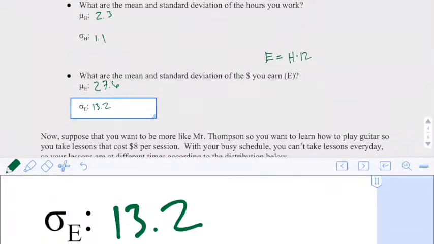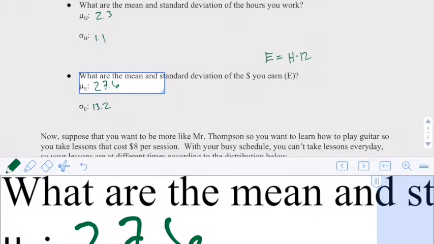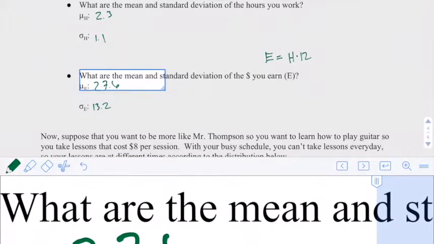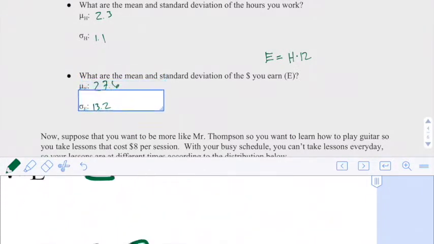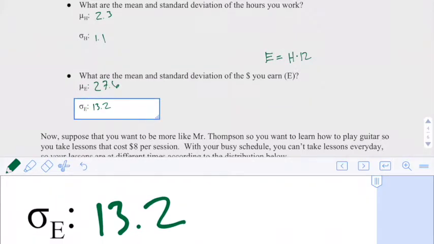So let's interpret real quick. On average, we'd make $27.6 per week. And on average, the amount of dollars per week we would make varies by about $13.2.